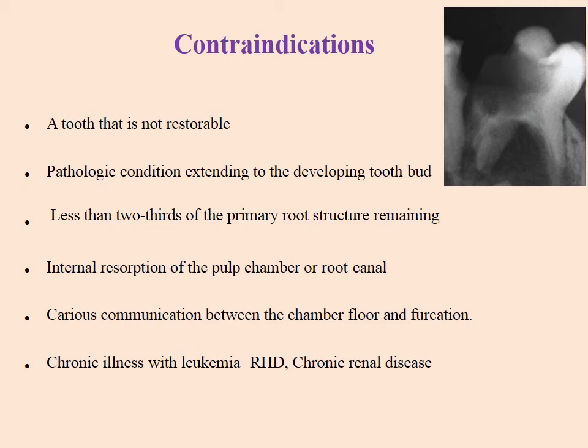If there is any communication between the pulp chamber and the furcation area, as you can see here, there might be a communication between the pulp chamber, the floor of the chamber and the furcation area. In such cases pulpectomy is contraindicated, so the next treatment would be extraction. And if the patient has a chronic illness like leukemia, rheumatic heart disease or chronic renal disease, in such patients it is indicated to extract the tooth rather than do pulpectomy.